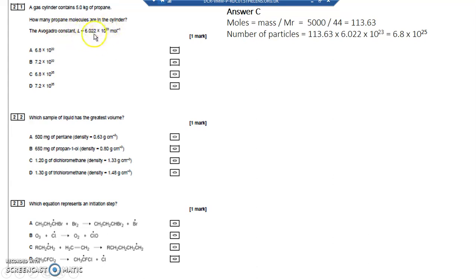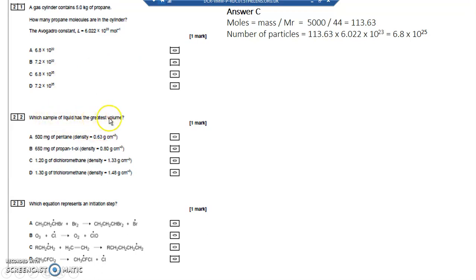You never need to remember that number, it's always given to you. But it's the number of particles in 1 mole. And I've got an awful lot more than 1 mole. I've got 113.63 moles. So if that's the number of particles in 1 mole, if I multiply it by 113.63, I'll end up with the number of particles in this sample of 113.63 moles. 6.8 times 10 to the power 25, my answer is C.